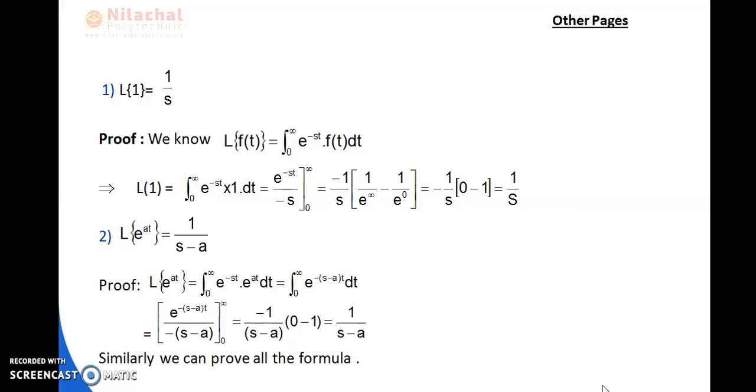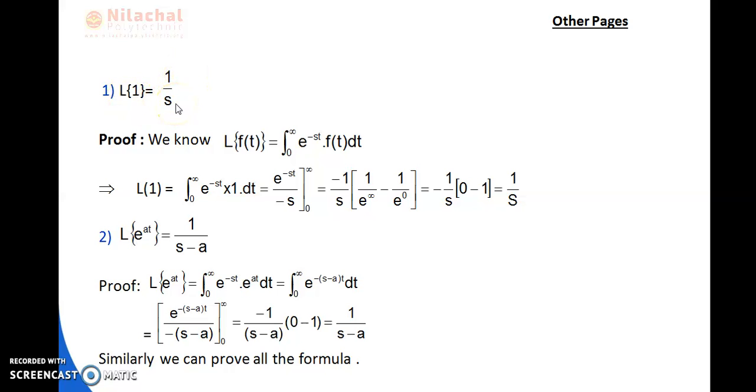Now we are continuing the Laplace transform chapter, and we discussed some formulas of Laplace transform in our last class. Those are: Laplace of 1 is 1 by s, Laplace of e to the power at equals 1 by s minus a. Now here are the proofs. We have to know how Laplace of 1 equals 1 by s.